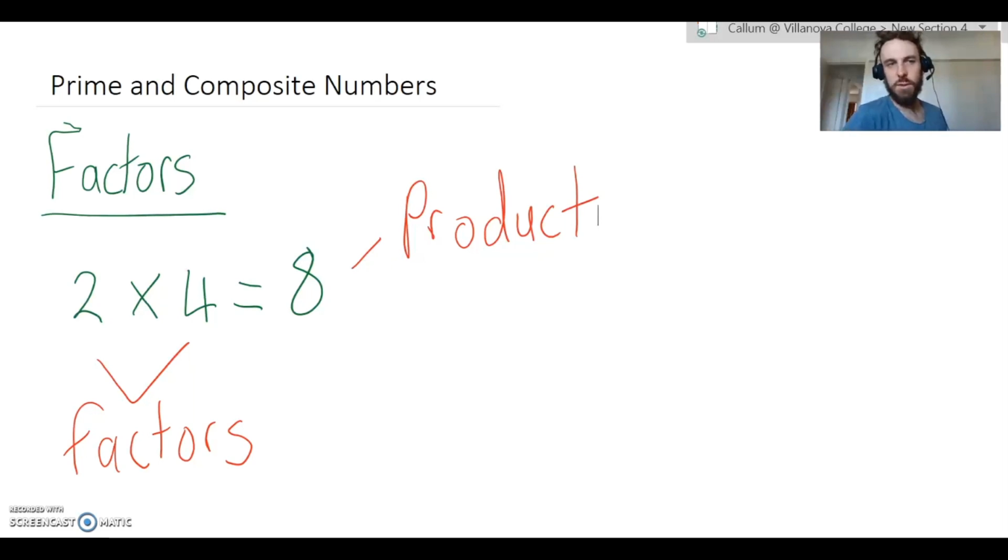Fellas, before we dig into prime and composite numbers, quick bit of revision. We need to go over what factors are again. Let's remember, factors are just numbers that multiply together to give us a result. Remember, the answer of any form of multiplication is called a product as well.